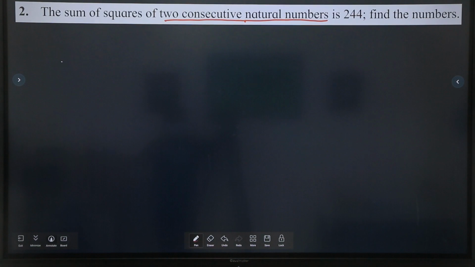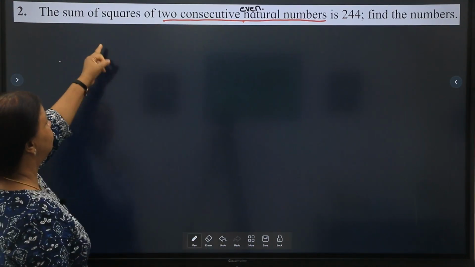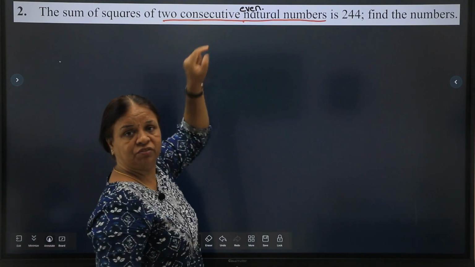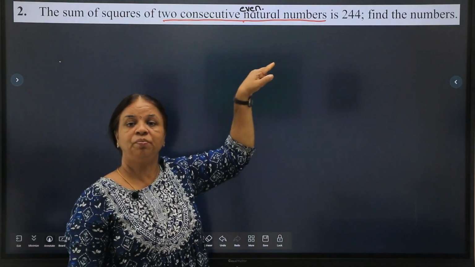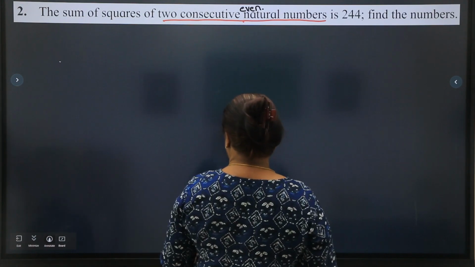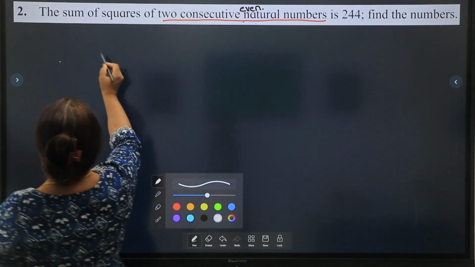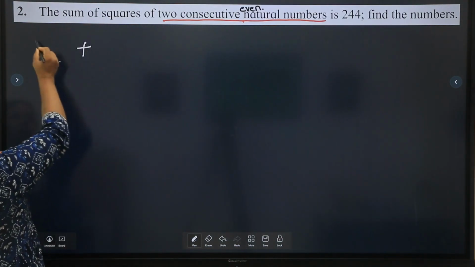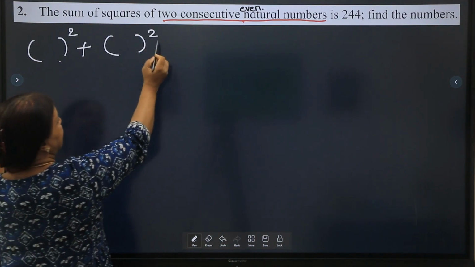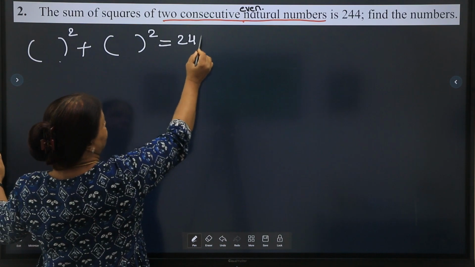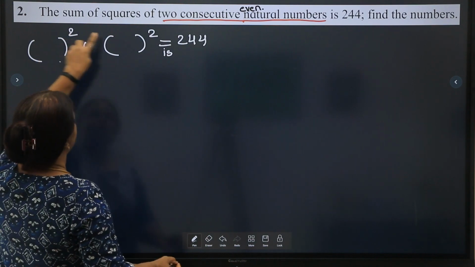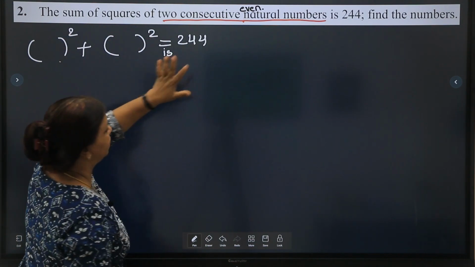The second sum says the sum of the squares of two consecutive even natural numbers. In the textbook it is not there, but it should be "even" there. Okay, so the sum of the squares of two consecutive even natural numbers is 244. Sum means plus, and "is" means equal.